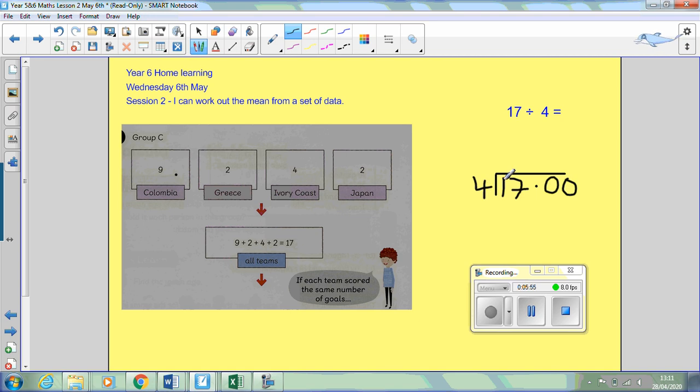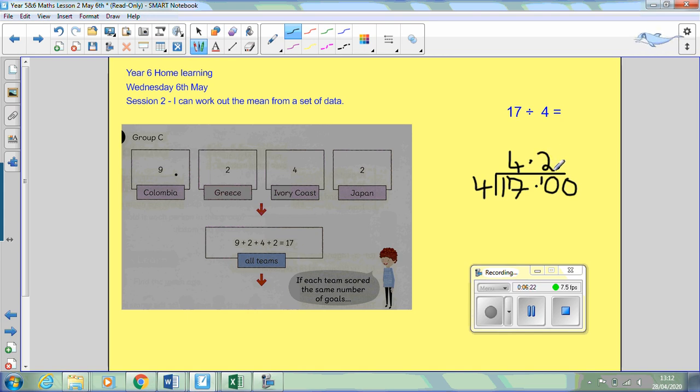So 4 into 1 we can't do. We then have a go at 4 into 17. 4 into 17 is 4, remainder 1. And the 1 is just going to go here. I've got to remember now to put in the decimal point above where I've placed it on the bus stop method. 4 into 10 is 2.